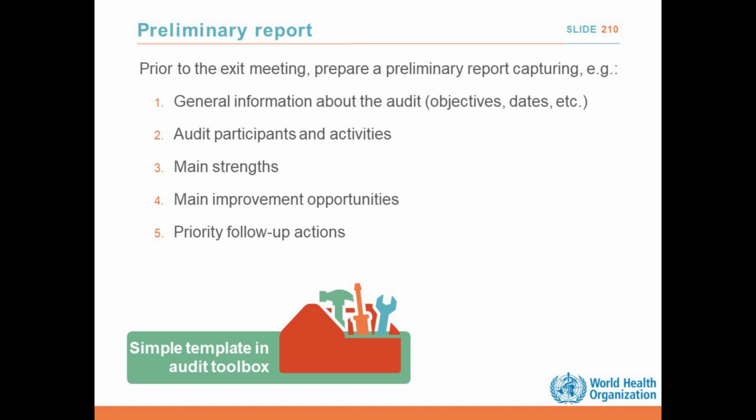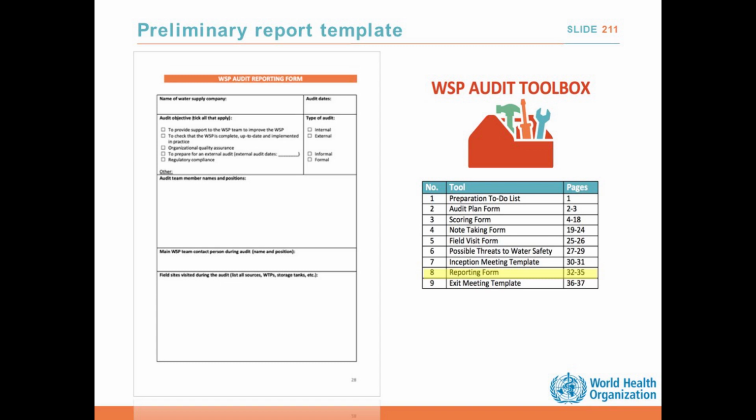So this preliminary report may capture general information about the audit, the dates, the objectives, the sites visited, who participated in the audits and the key activities, the main strengths that you noted, and main improvement opportunities and some priority follow-up actions. And in the audit toolbox, there is a template to help support this preliminary report preparation. What I'll do now is leave this screen and open up the audit toolbox, and we can just take a quick look at what that reporting template looks like.